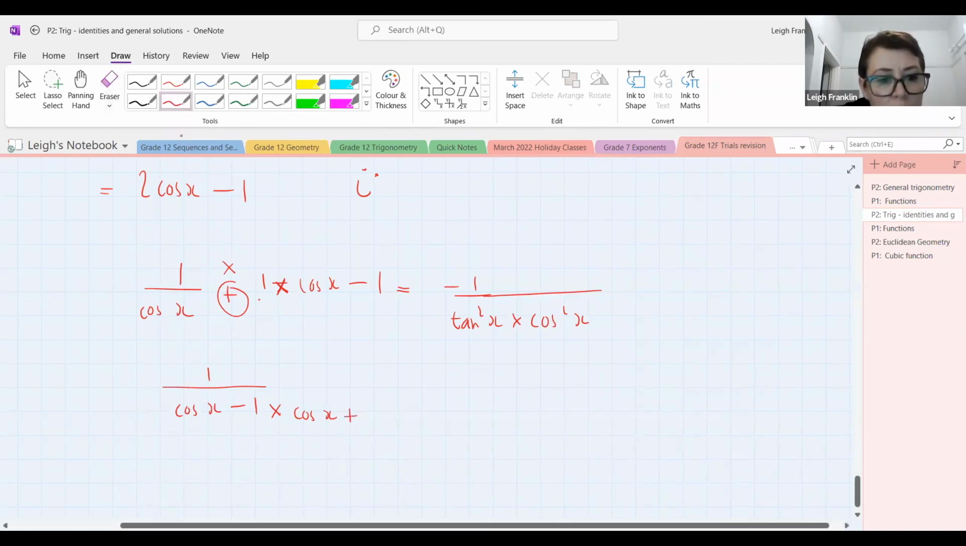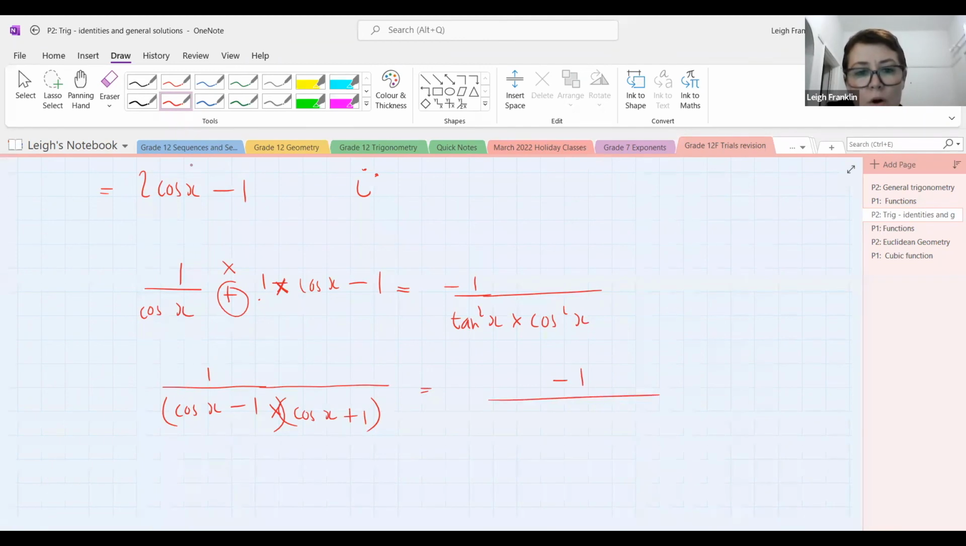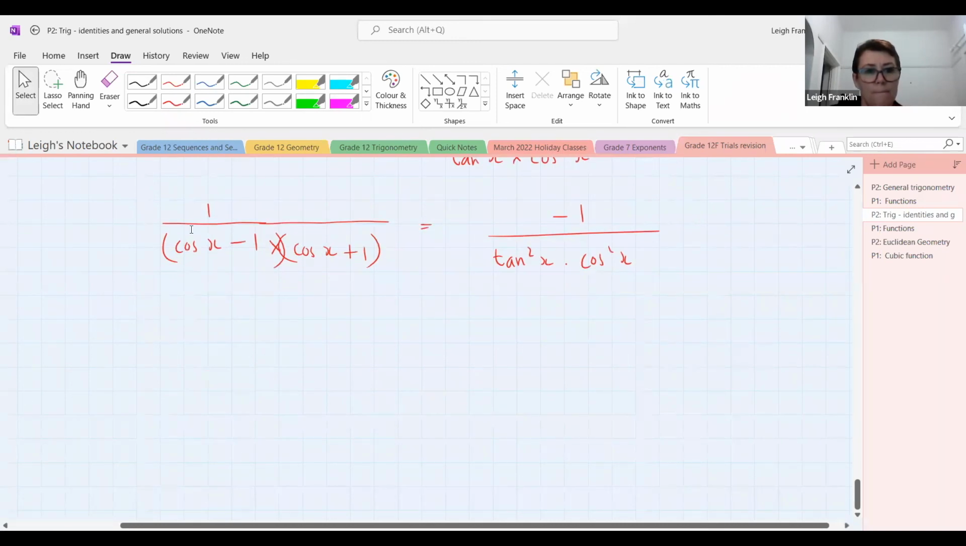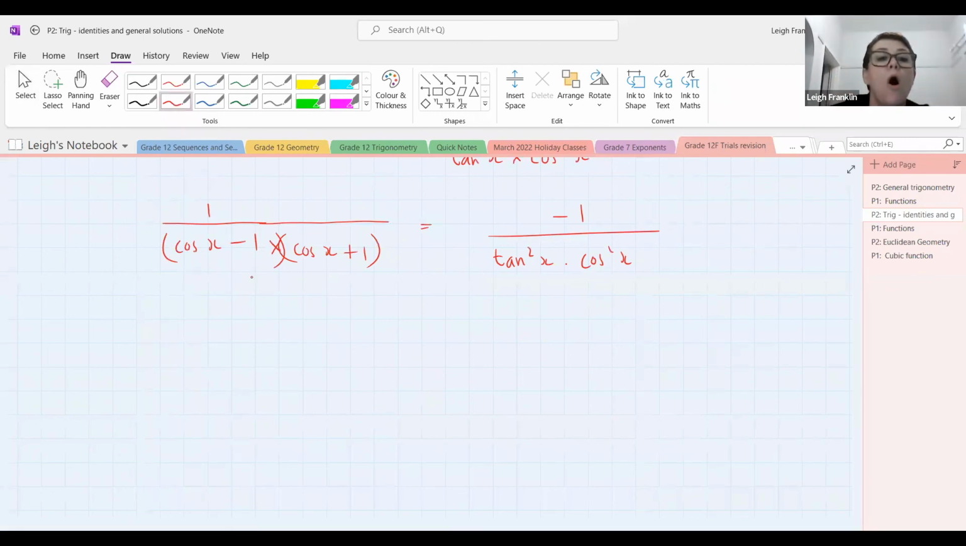So this is plus 1 like that. And then are they brackets like this? Yes, ma'am. Okay, equals, and then here you've got negative 1 over tan squared x times cos squared x. Is that right? Yes. Oh, okay. All right, now I'm with you. This is the cross multiplication one, ma'am. Okay, so what was the instruction in this question? Was it simplify? Was it prove the identity? Prove the identity. Okay, all right.